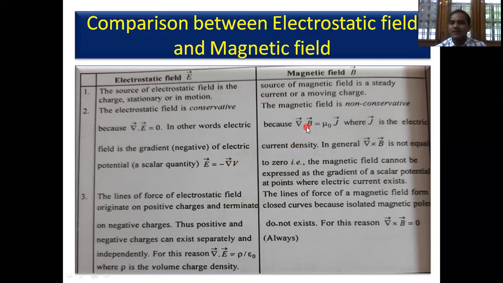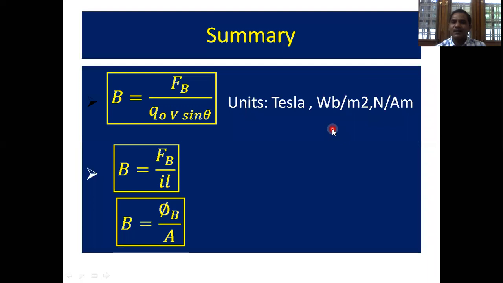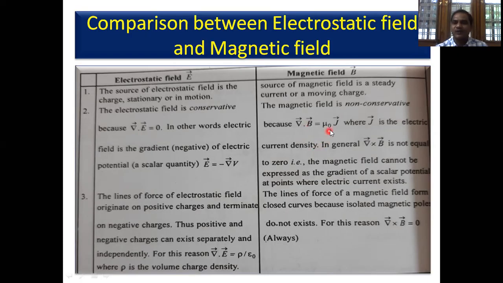Here, del bar cross B bar, it is not dot, del bar cross B bar equals mu naught J. Del bar cross B bar is not equal to 0. Therefore, it is non-conservative. Right. So the magnetic field cannot be expressed as the gradient of a scalar potential at points where electric current exists. Electric field can be expressed as the gradient of the potential, but since B bar cannot be expressed as the gradient of a potential, it is the non-conservative field.